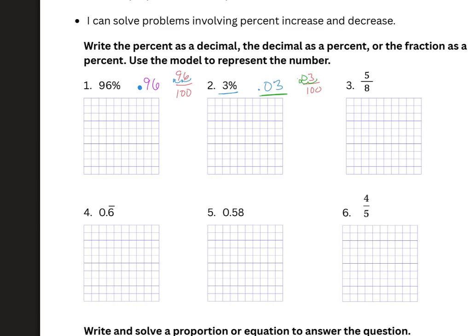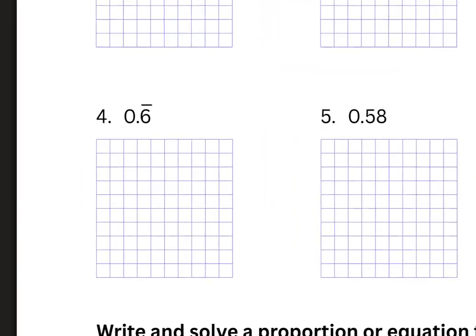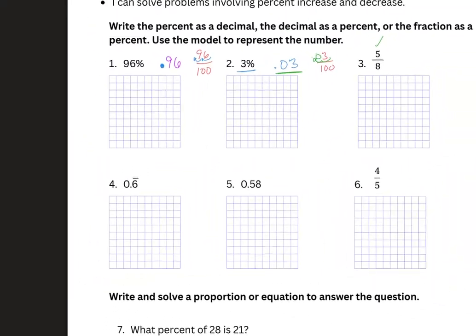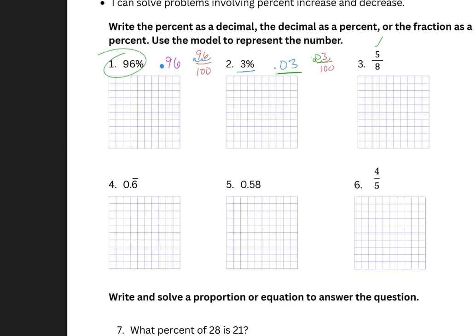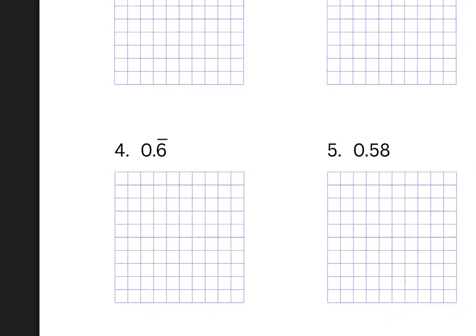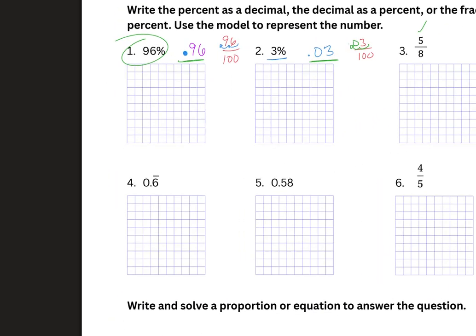Now, I'm going to skip the 5/8 for now, just because it's not a decimal yet. And let's jump down here, 0.6 repeating. So here we had a percent written as a decimal. Now we're going the opposite direction. So up here, we moved it left 2 times. Here we're going to move it right 2 times.